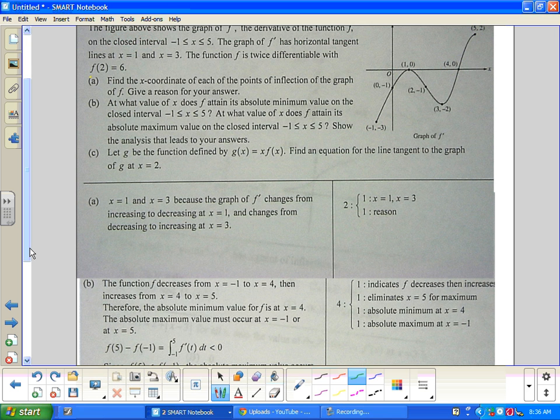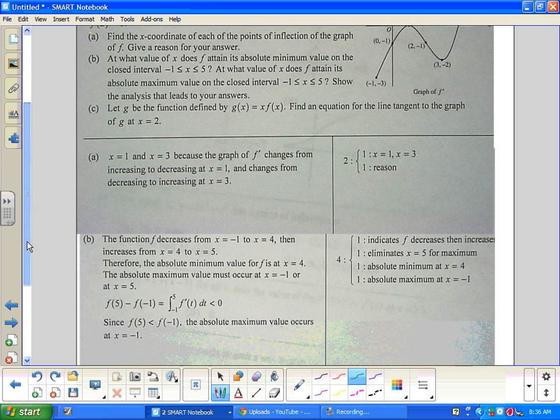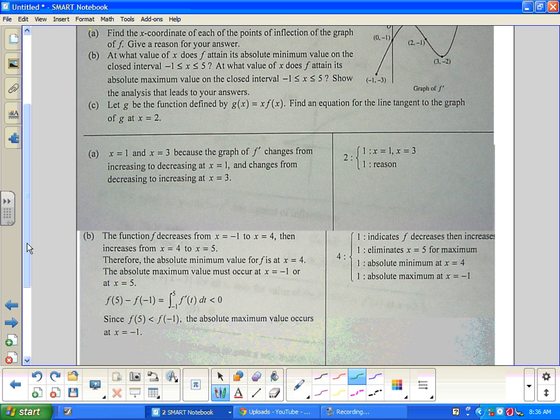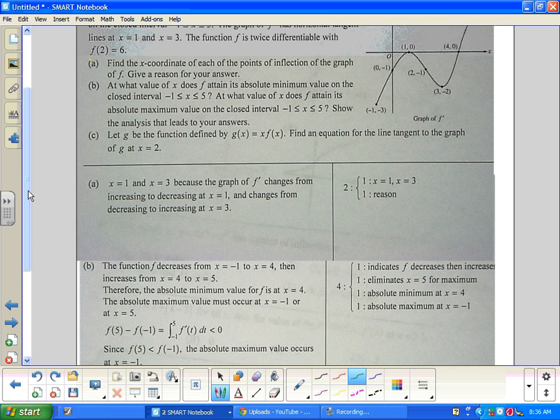If I do that, it says here for letter B, function decreases from -1 to 4. All right. Then increases from 4 to 5. And what they're looking at is they're just looking at the value, right?